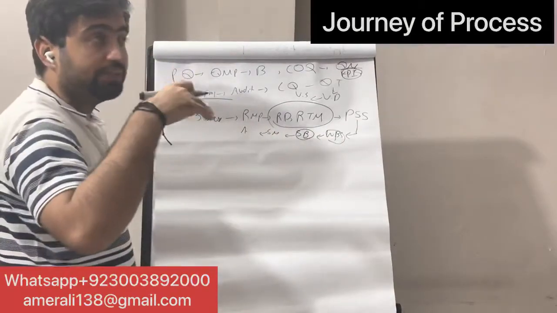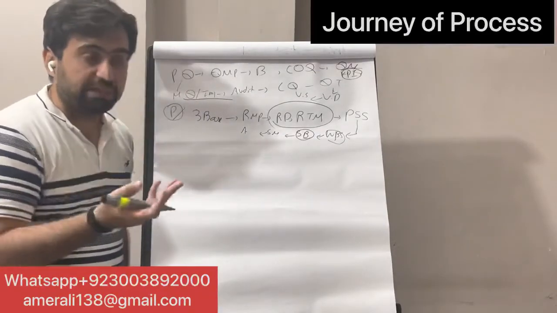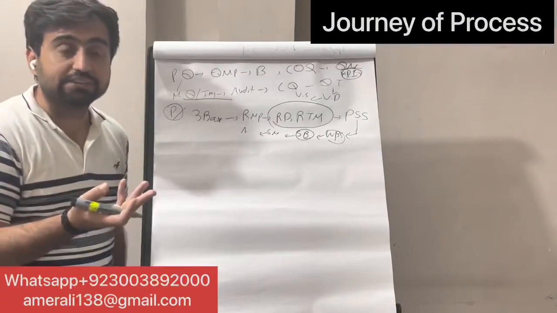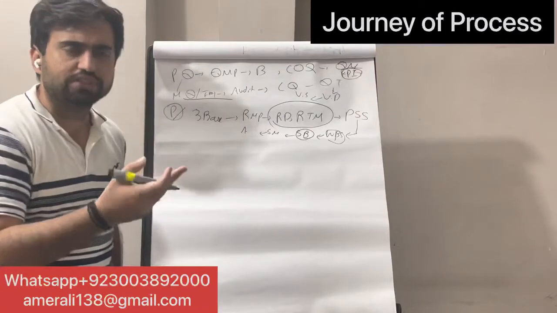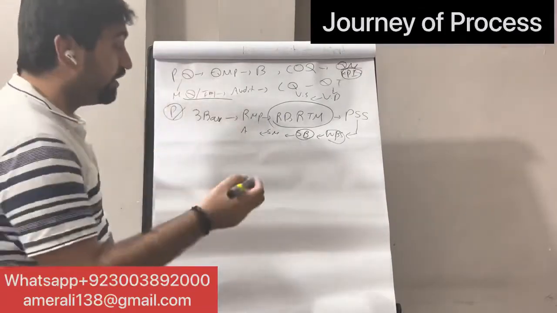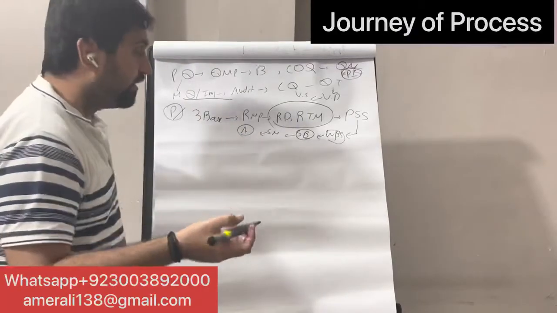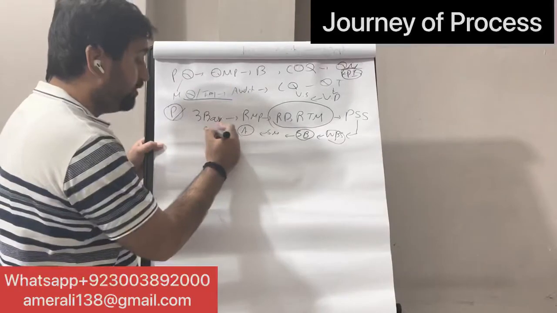We see what the dependencies are between those activities: what are the mandatory dependencies, what are the discretionary dependencies, and what are the leads and lags. So what are the relationships: finish to start, start to start, finish to finish. All the relationships we check between those activities. And then we make a critical path.